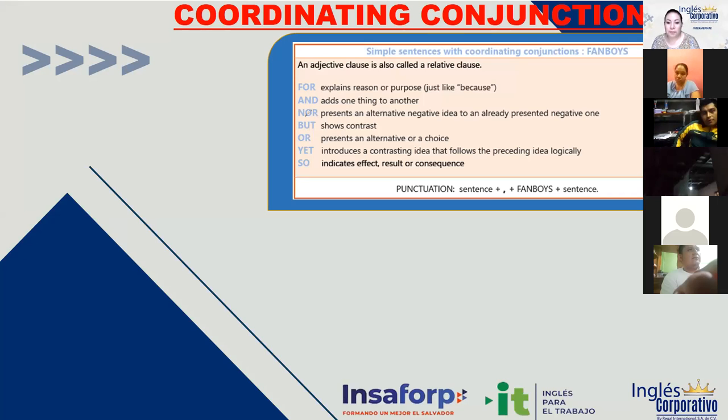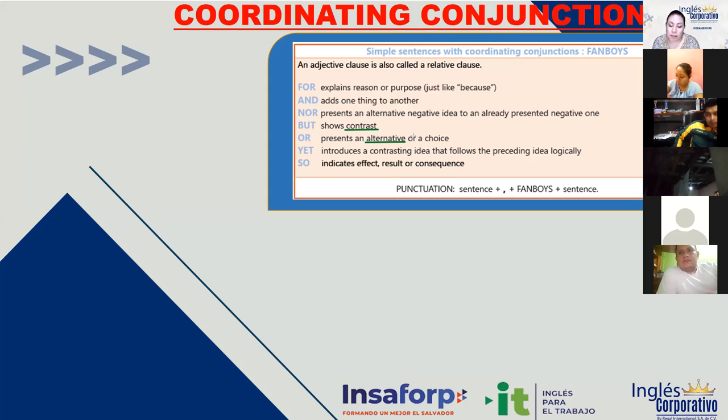Okay. Let's continue. Then we have the word but. But is for a contrast. For example, I don't like coffee, but I like tea. They are contrast. I don't like coffee, but I like tea. So one is negative. The other one is positive. So they are contrasts. And then here in this one, we have or, which is for an alternative. This one or this one.